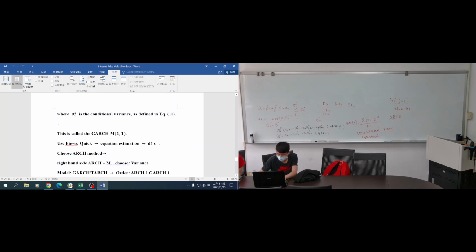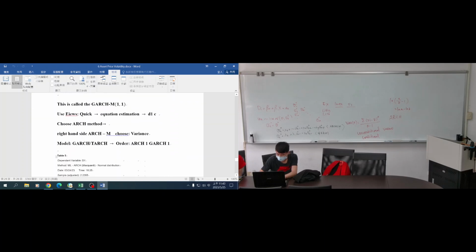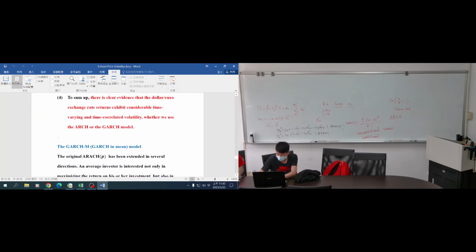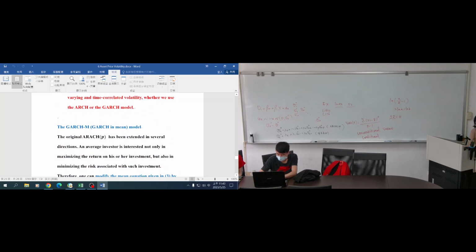Let's see one more, what we call gauge M, which means gauge in mean.